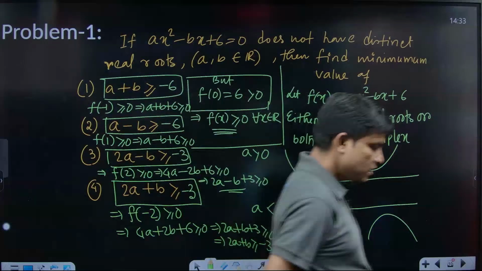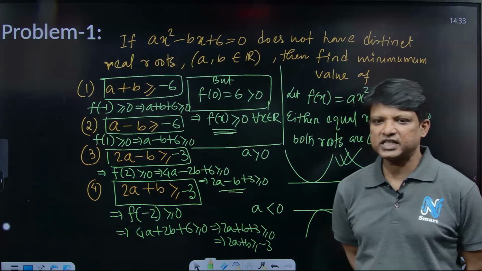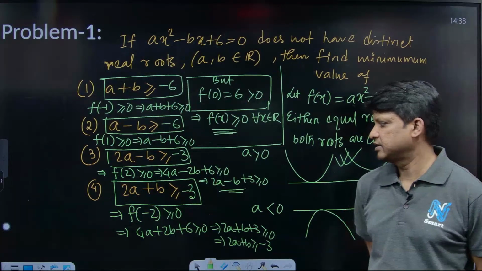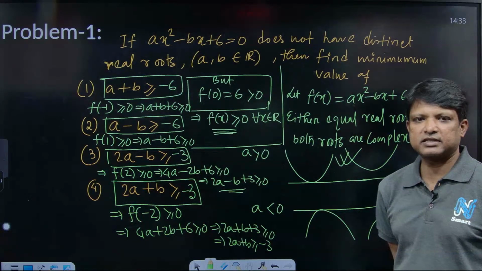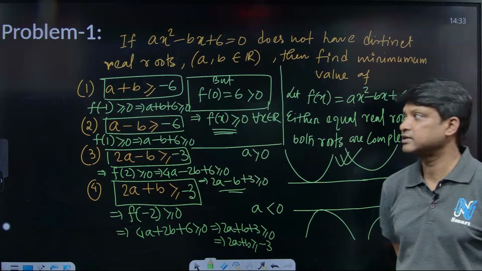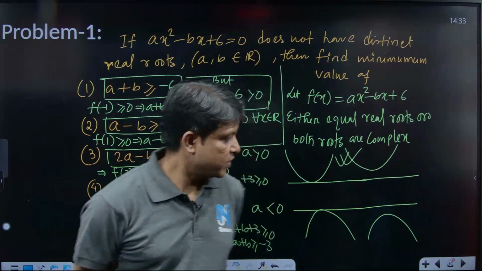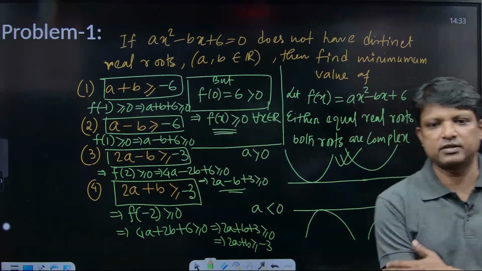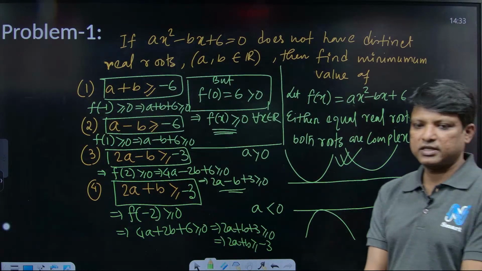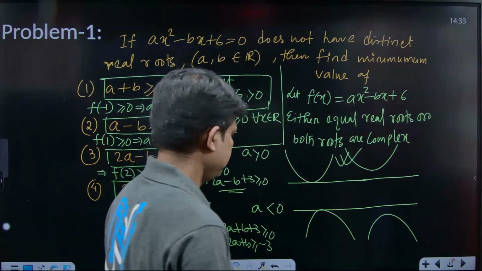The quadratic expression: when it is above the x-axis, when it is below the x-axis, when it intersects the real axis and when it touches the real axis. So these conditions are very, very important for quadratic expressions. Clear? Understood? I think the quadratic expression topic is done.